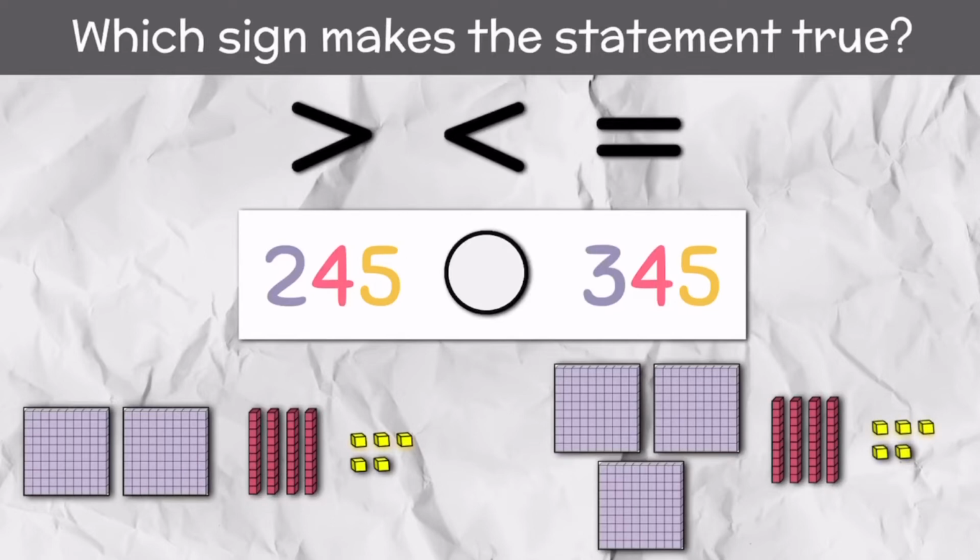Let's compare these numbers. Let's look at the hundreds place. 245 has 200, and 345 has 300. We know that 200 is less than 300, so we don't even have to look at our tens or our ones. We can just stop here. We know that 300 is more than 200. So we will write 245 is less than 345 because 300 is greater than 200.